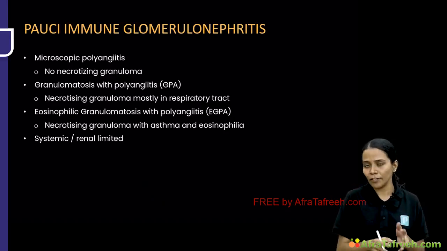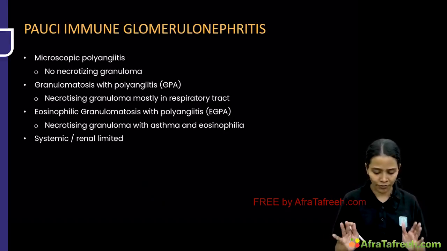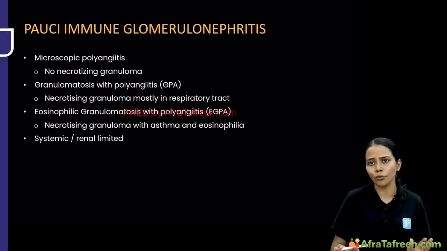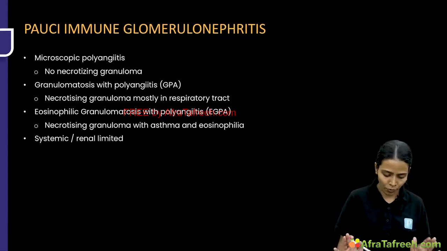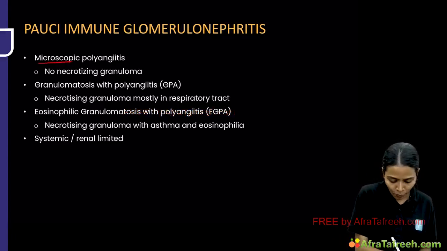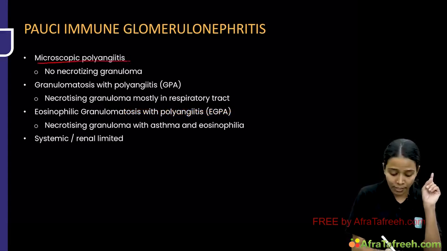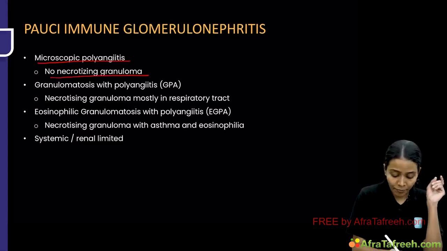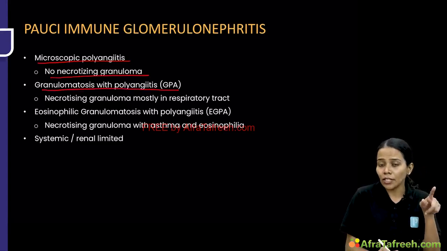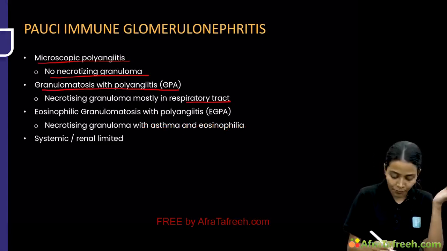Now coming to our main focus, which is pauci-immune glomerulonephritis. So what does the term pauci-immune mean? That is, in the immunofluorescence, you are not going to find any antibodies. There are three major types in this. First is microscopic polyangiitis. Like we already discussed, there is not going to be any necrotizing granuloma in this condition. Second is granulomatosis with polyangiitis. Here the necrotizing granuloma is mostly going to be in the respiratory tract. Upper respiratory tract involvement is rare.